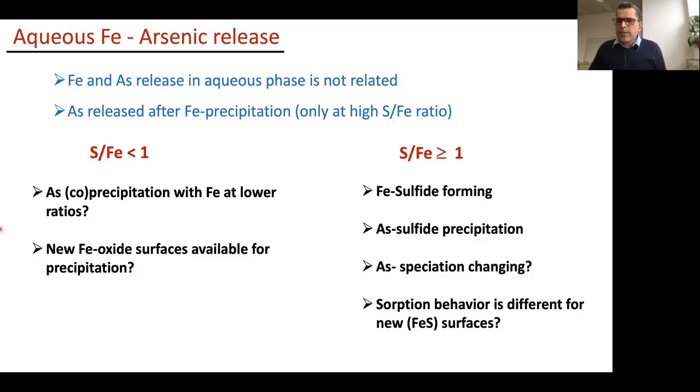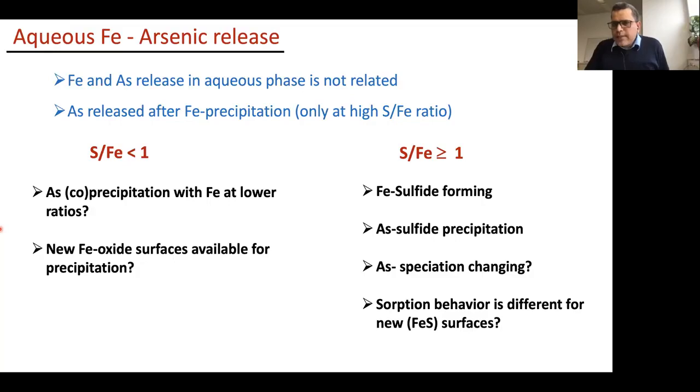It could be a possibility, and we'll look into all these points as we go along. At higher ratio, the reason for release might be because we changed the surface properties. We changed from iron oxide to iron sulfide, so the surface properties are changed. Now arsenic doesn't have the same affinity as it did on iron oxide, so that might also be leading to release.